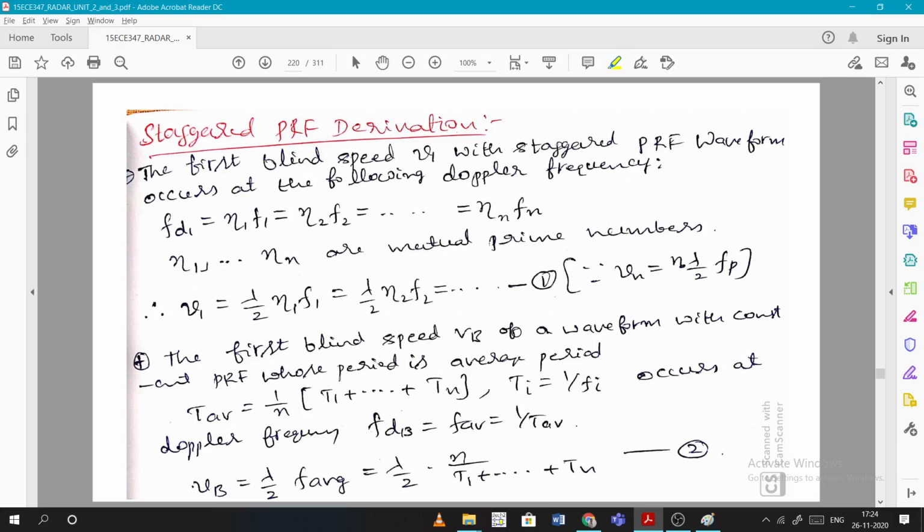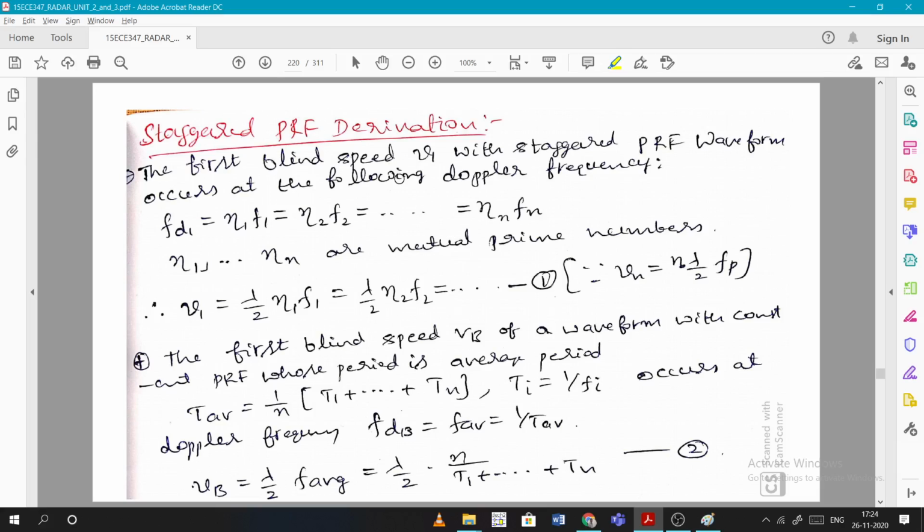Next, the first blind speed VB of a waveform with constant PRF. Here the whole period is the average period. Basically, now we are calculating the average time period for a constant PRF. T average is equal to 1 by n into T1, T2, T3, and so on up to Tn. Ti is equal to 1 by F, occurring at Doppler frequency FDB. The B, in the sense of only constant PRF, means we write FDB. If you write FD1, it is for the staggered PRF, the first blind speed of the staggered PRF.